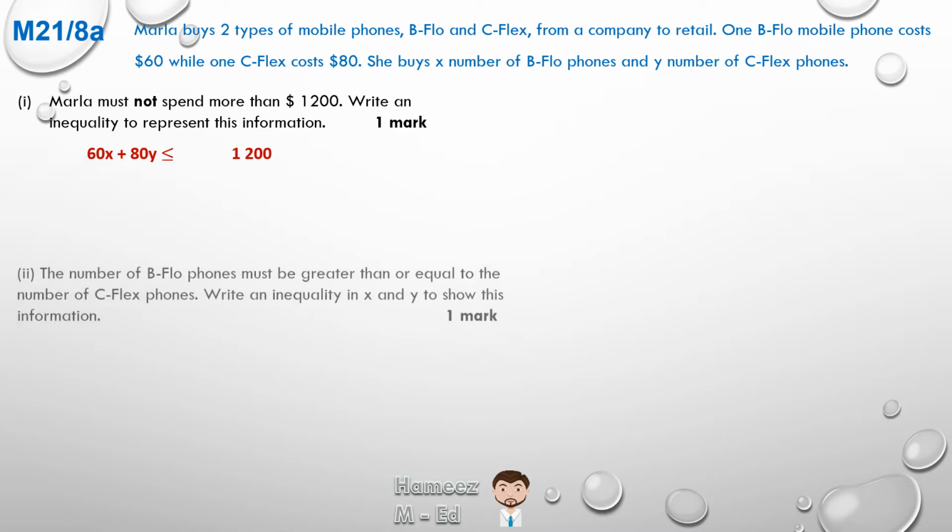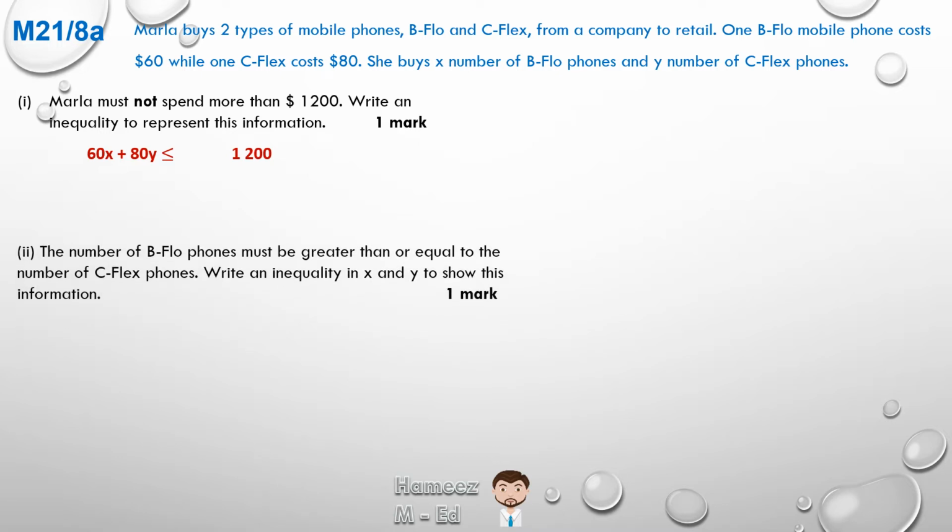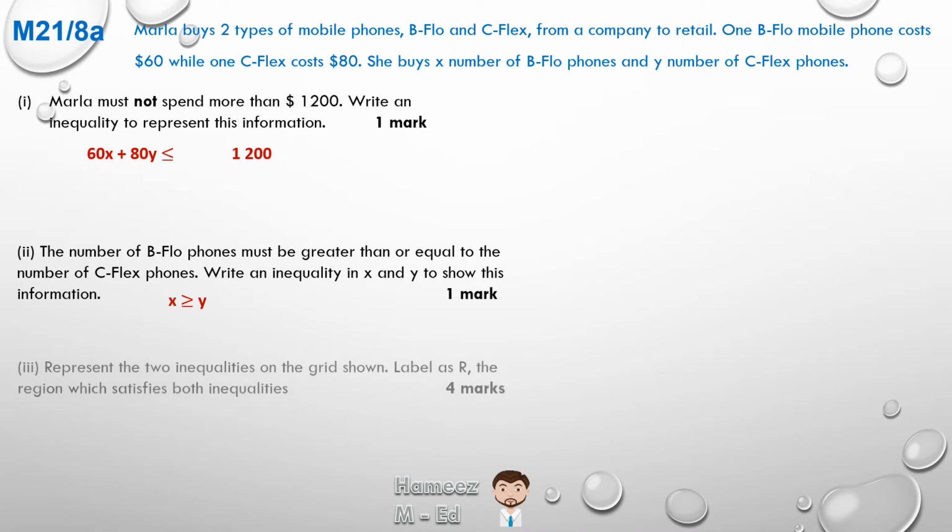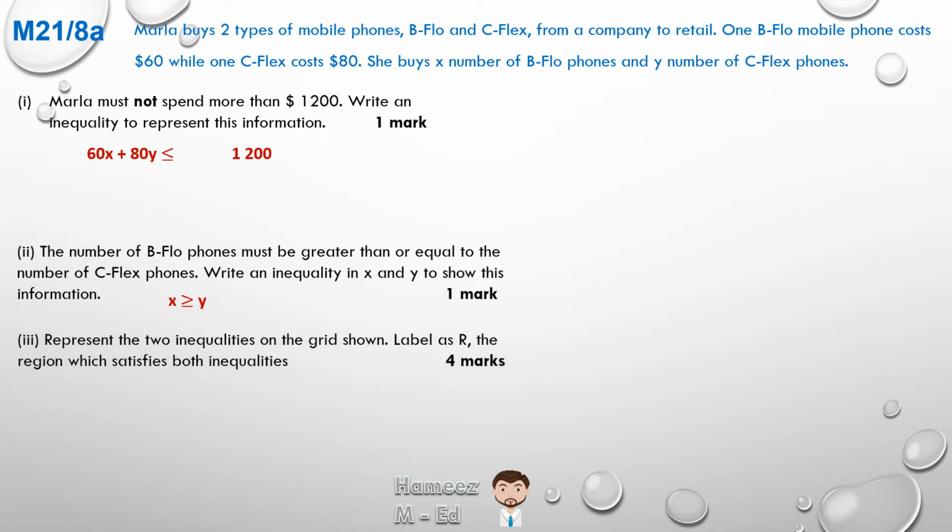Part 2. The number of B-Flow phones must be greater than or equal to the number of C-Flex phones. Write an inequality in x and y to show this information. The number of B-Flow phones will be x is greater than or equal to y. Part 3. Represent the 2 inequalities on the grid shown. Label as R the region which satisfies both inequalities.